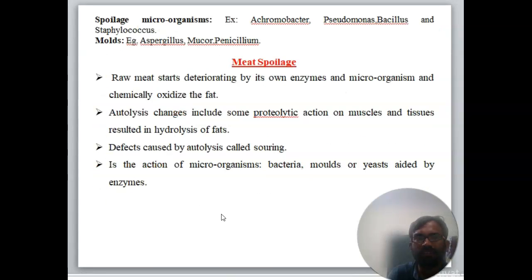Next you can see here the spoilage microorganisms: Achromobacter, Pseudomonas, Bacillus, Staphylococcus, and Aspergillus, Mucor, Penicillium. These are the molds, and they are examples of meat spoilage organisms. So raw meat starts deteriorating by its own enzymes, and microorganisms chemically oxidize the fat. So these are the factors you call meat spoilage.